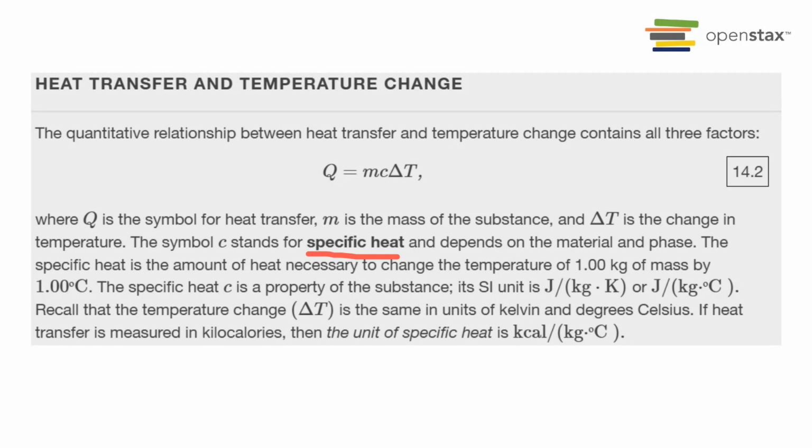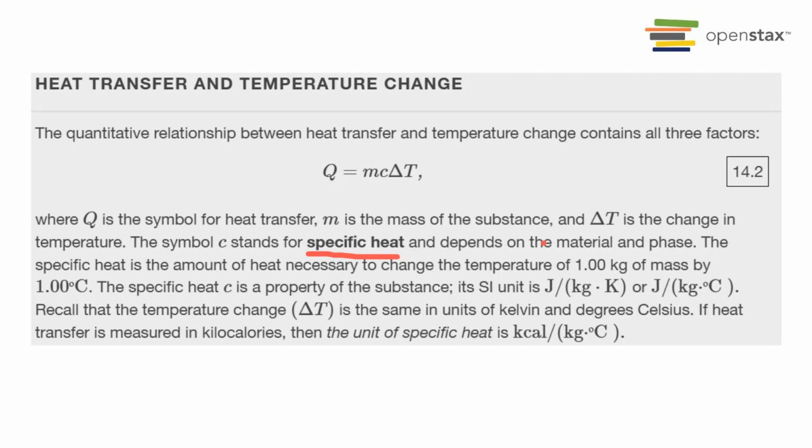Its unit is joules per kilogram Kelvin, or in some cases joules per kilogram Celsius, because 1 degree change in Celsius is the same as 1 degree change in Kelvin, just different numbers. So recall that the temperature change delta T is in the same units of Kelvin and degrees Celsius. So a change of 20 degrees Celsius is the same as a 20 degree change in Kelvin. If heat transfer is measured in kilocalories, then the unit of specific heat is kilocalorie.